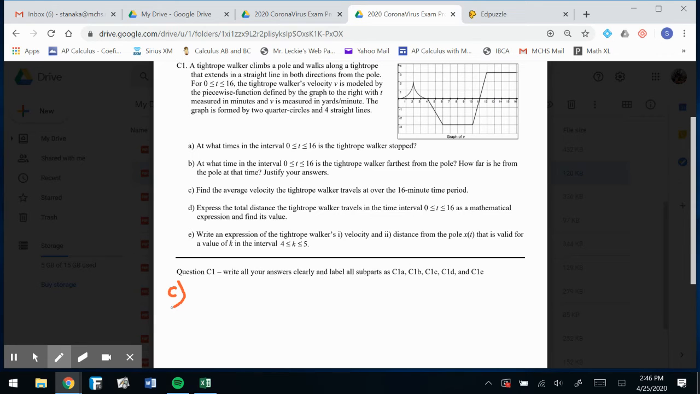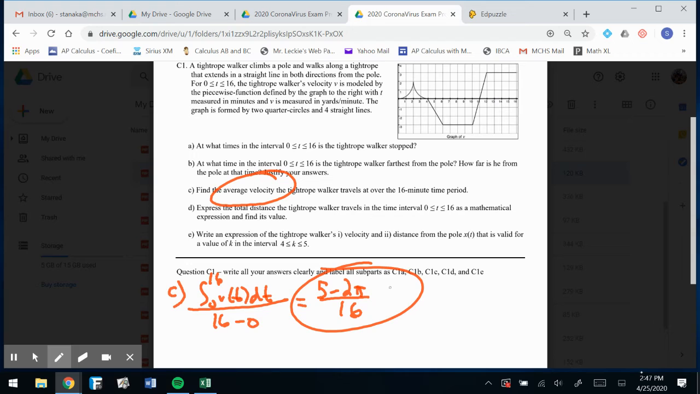Where do you stand? C, find the average velocity of the tightrope walker over the 16-minute time frame. Average velocity. Okay. That's just the integral of velocity over the interval from 0 to 16. And we already did the 0 to 16, right? I mean, we just did that in the problem before. We got 5 minus 2 pi when we did all that, and we divide by 16.